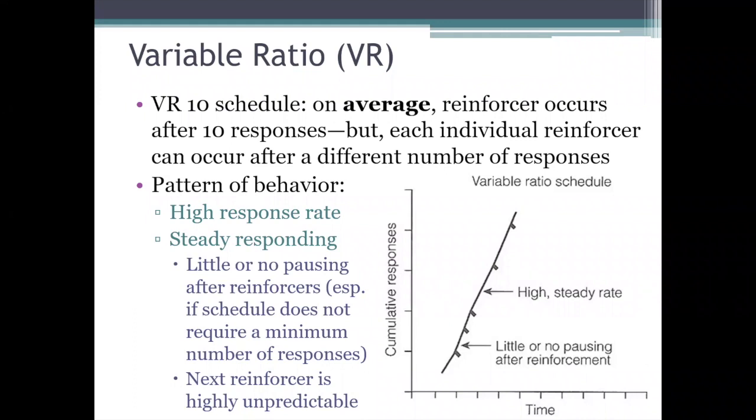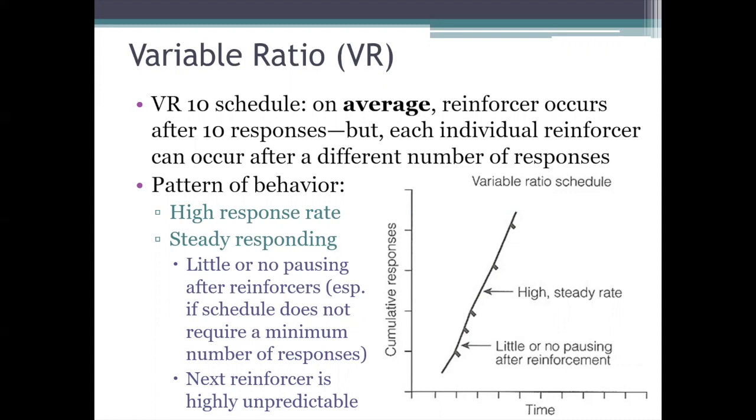Now, first of all, remember what a variable ratio schedule is. It's like a fixed ratio schedule in that it also involves getting each reinforcer after a certain number of responses have been made. But it's unlike a fixed ratio schedule because that number keeps changing. So it varies from one reinforcer to the next. Fixed ratio schedules always require the same number of responses for each reinforcer. Variable ratio schedules require a varying number of responses for each reinforcer.